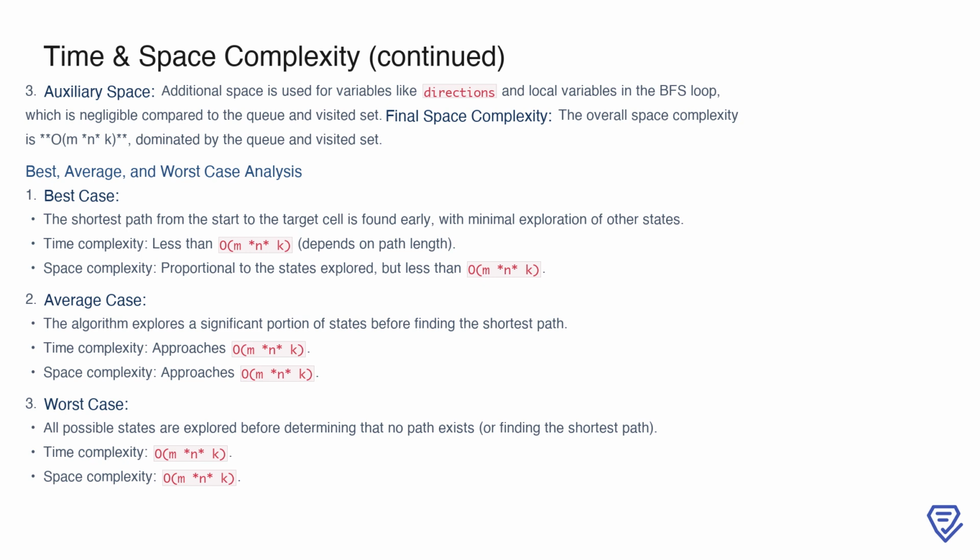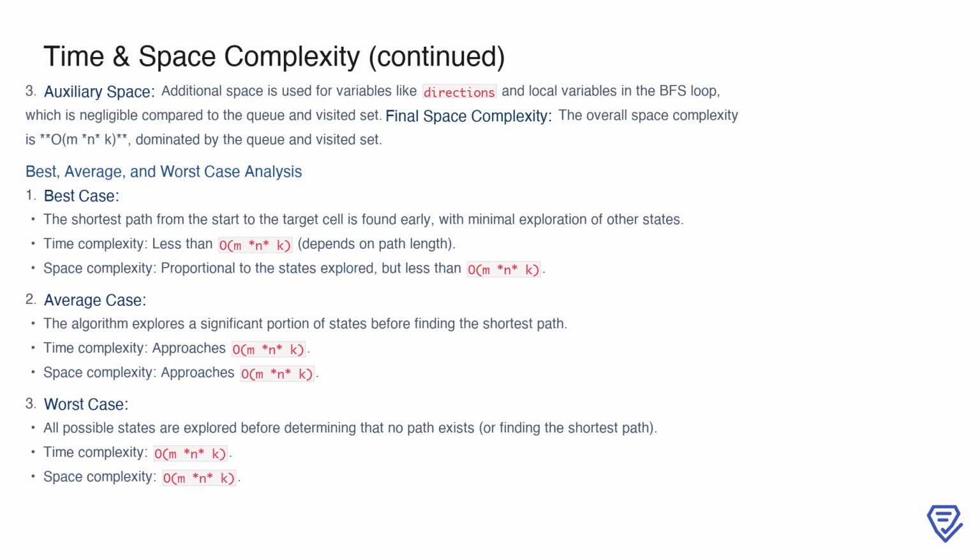In addition to the queue and visited set, there is some auxiliary space required for variables like the directions array and other temporary variables within the BFS loop. However, this space is negligible compared to the main contributors. Thus, the overall space complexity is O(m*n*k).